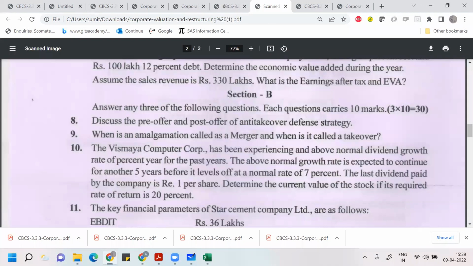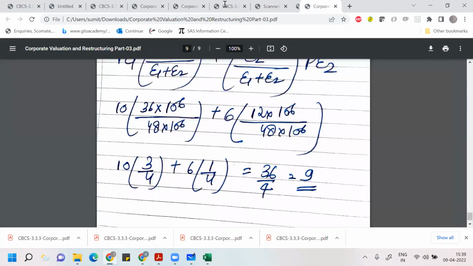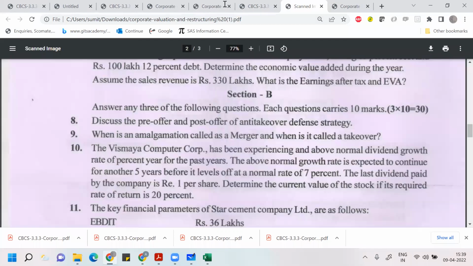Then if you see this question from 2021: above normal growth rate for the past 4 years, above normal growth rate continues another 5 years before it levels off to 7%. Okay, same question, guys. The 2016 and 2021 question papers were exactly the same. This is again two stage. So more or less two stage is coming. If three stage also comes, it came some year, it was three stage also. I will show you three stage also.